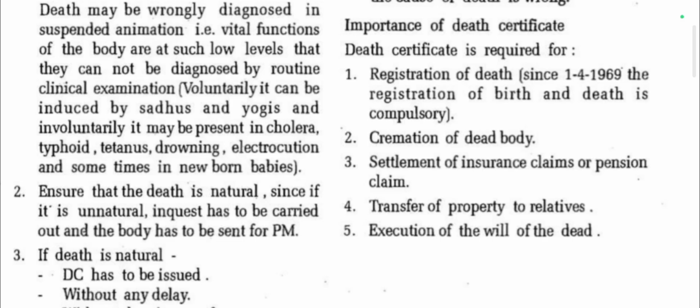Cremation of the dead body, settlement of insurance claims or pension claim, and transfer of property to relatives. Execution of the will of the dead. So these are the five points where you need a death certificate: registration of death, cremation of the dead body, settlement of insurance claims or pension claim, transfer of property to relatives, execution of the will of the dead.